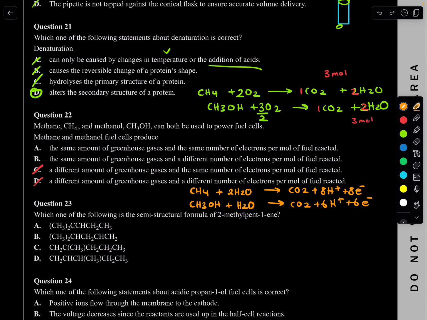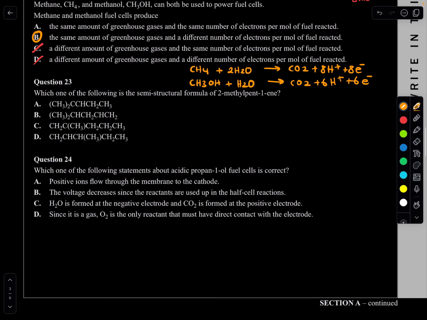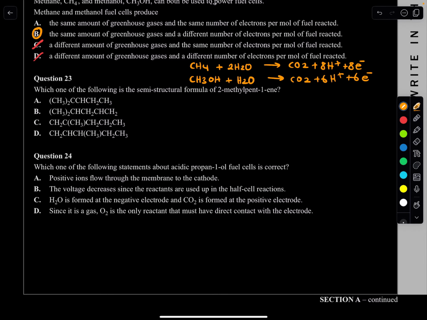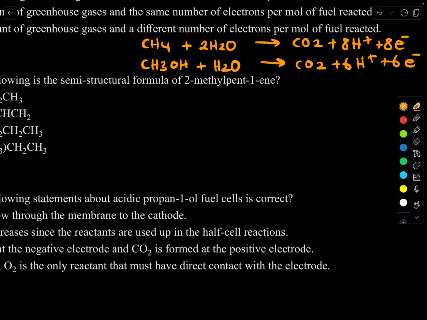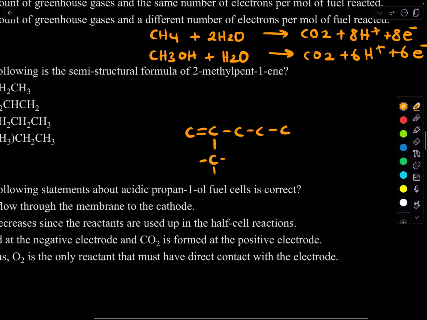So different. Choose B. Which of the following is the semi-structural formula of 2-methyl pentene? So pent, in the first one, has a double bond and has 5 carbons, so 1, 2, 3, 4, 5. And on the second, it has a methyl, so 1, 2. So here, it has a methyl. And basically that's it. So this is going to have hydrogen, hydrogen, hydrogen, hydrogen, hydrogen, and we have hydrogens here.